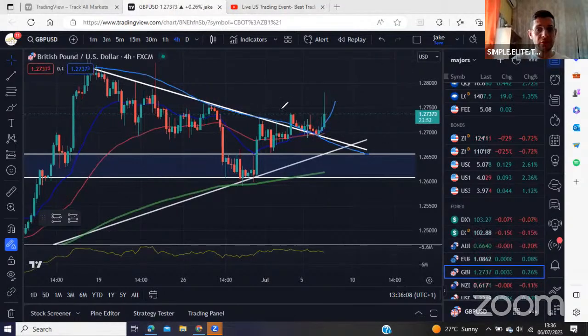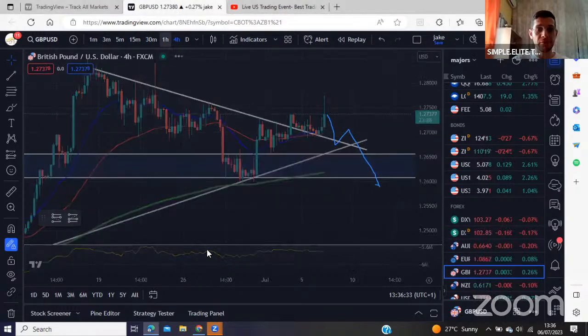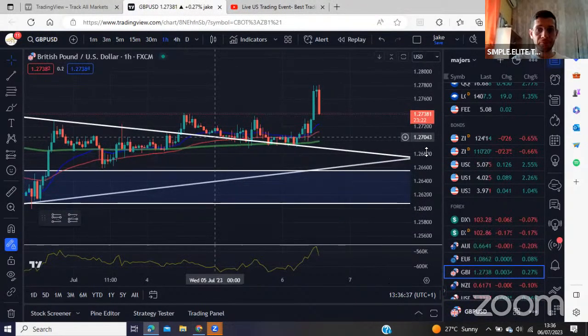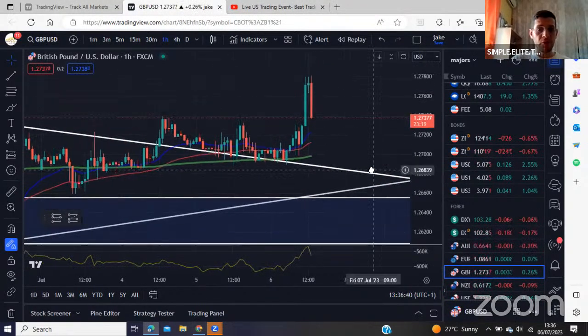I want to still see the price making a high on top of this level here, 127.38. Because if price comes below, I think we could see some downside. So still happy to buy, but some movement has to happen. This morning there was a nice breakout on this level here.